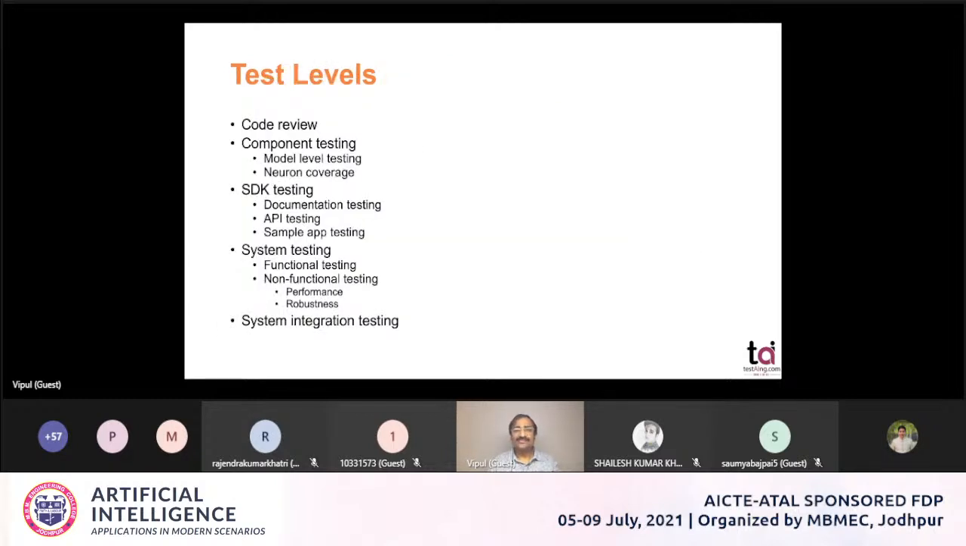Okay. So we discussed techniques. Now let's talk about test levels. What are the different test levels that can be there? First of all, code review.